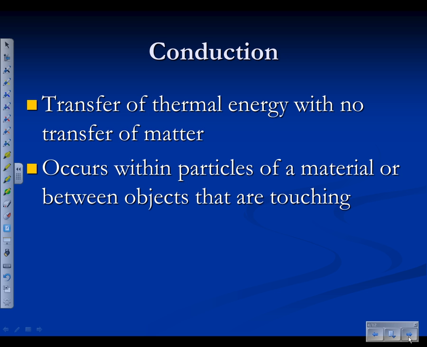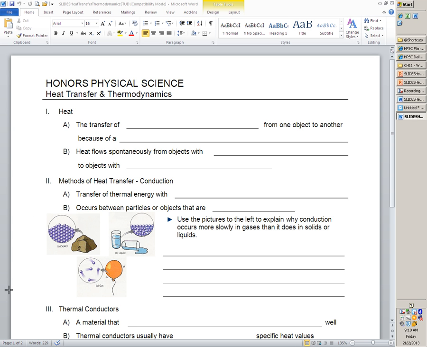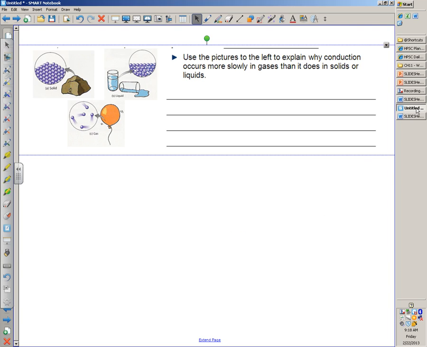Question on your outline. Question says, use pictures to the left to explain why conduction occurs more slowly in gases than it does in solids or liquids. Because in gas, the particles are far apart and aren't really attracted to each other, so they won't want to pass on the energy. Okay.